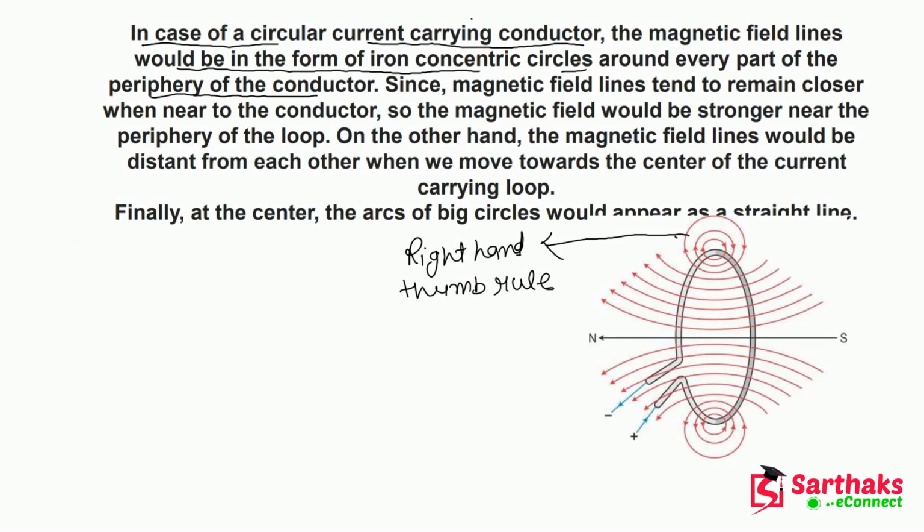Finally, at the center, the arcs of big circles would appear as a straight line. Here it is written that the big circles would appear as a straight line. You can see that this is a curved line, this is a curved line, but as the length increases, they will appear like a straight line. I hope you understand the magnetic field lines by a circular loop. Now let's move on to the next slide.